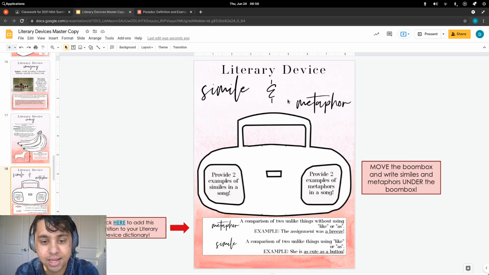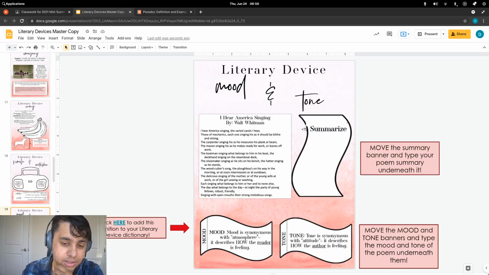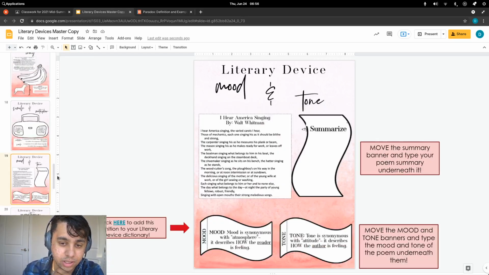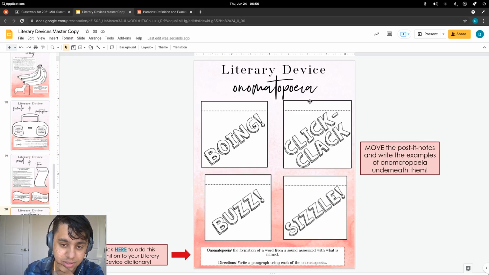Literary device, simile. So simile and metaphor, we've done these. Actually, I think we've done that, so let's go ahead and skip that. Mood and tone, again, we're going to cover this when I'm back in because it can get kind of in the weeds. So let's skip that.